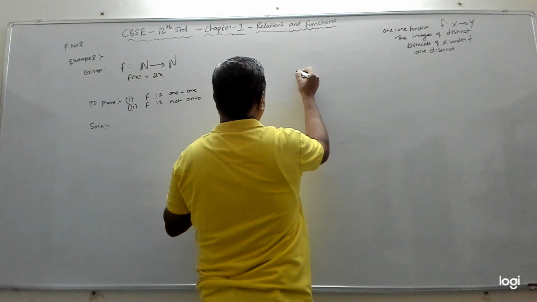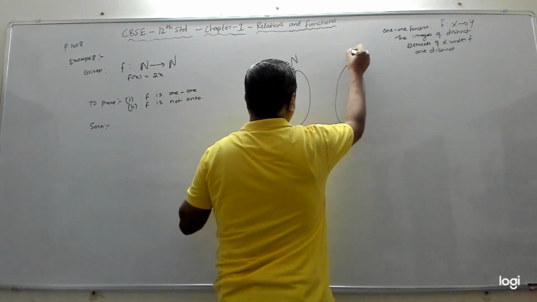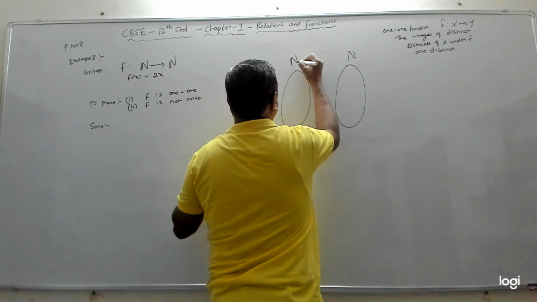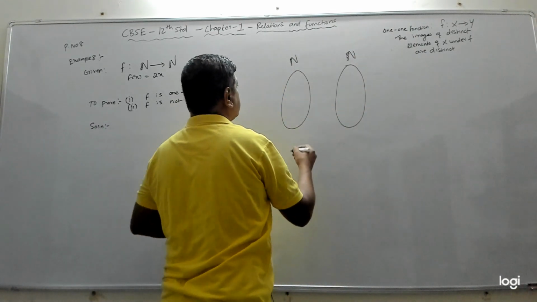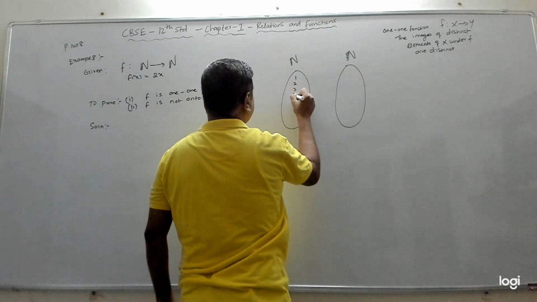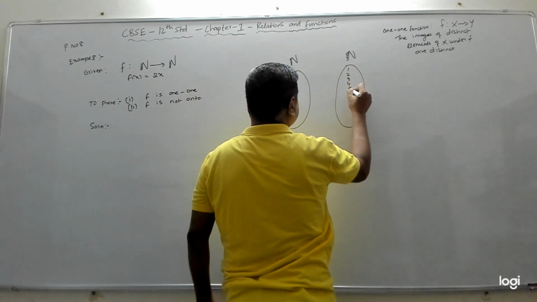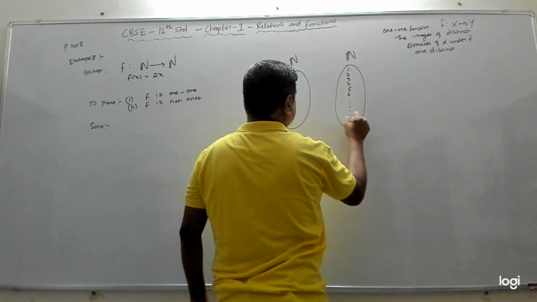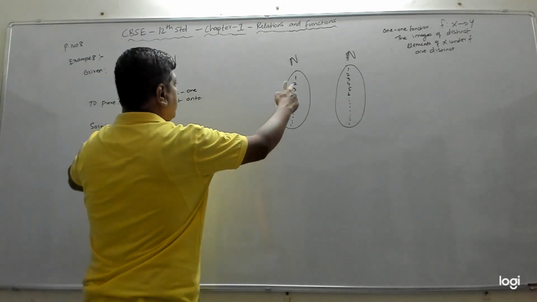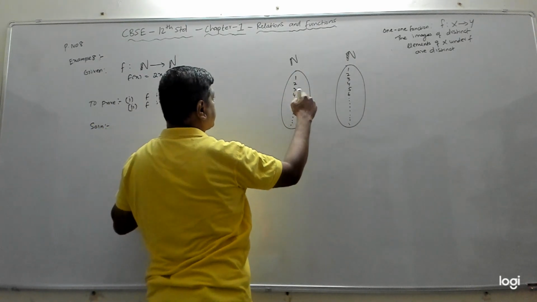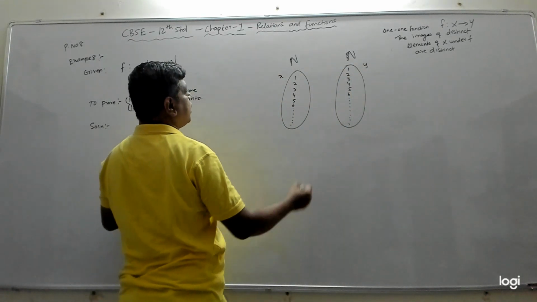So I'm drawing the arrow diagram. This is your N, this is also your N. Both are natural numbers. So this is like 1, 2, 3, 4, 5, 6, dot dot dot. It goes on. This is also 1, 2, 3, 4, 5, 6, dot dot dot. Now how is this function? If I find f of 1, 1 is getting mapped to what? So these are your x, these are your y's, right? And the function is f.